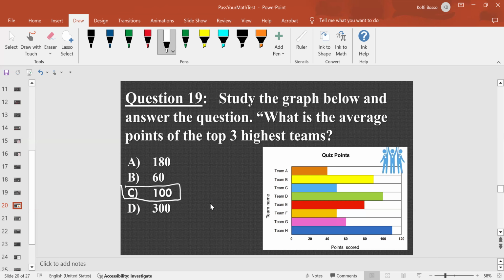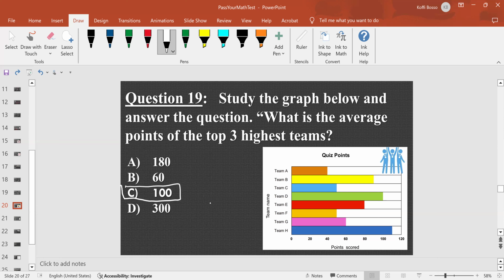The top 3 highest teams. Please don't think that the top 3 highest here are team A, team B, team C. If they say the top 3 teams, supposing they don't use the word highest, it's going to be team A, team B, team C. And in that case, your answer will be B. But here, because they say the top 3 highest, they want to know the longest, the top 3 longest. So that's another way to understand highest, the top 3 longest teams.